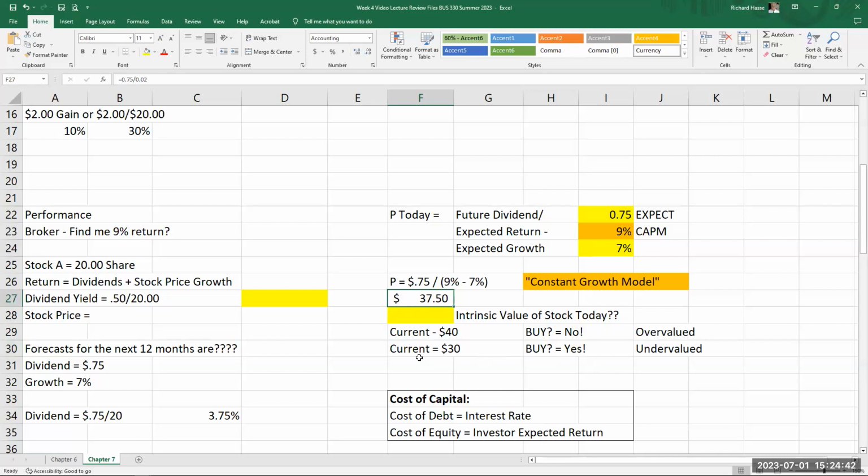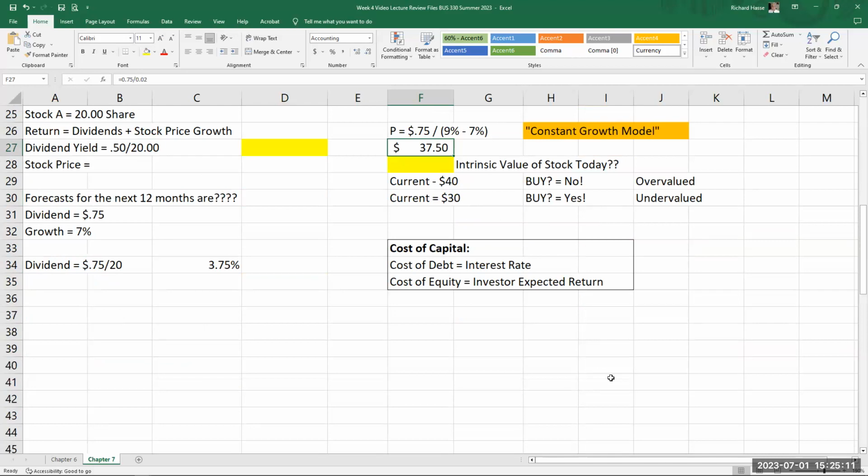If investors think the stock price is undervalued, they will buy it and the stock will bid up in price. If investors think the stock is overvalued, the stock will begin to sell off and drop down to that intrinsic or determined stock value of today. These are key ways of determining the value of equity investments. We'll talk more about that as we go forward in our class.